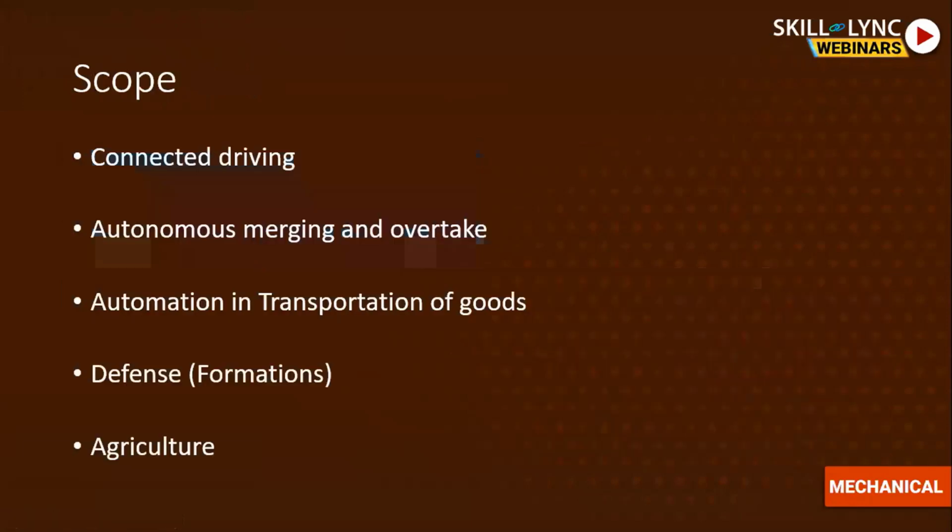Now, I would like to throw some light on the things that this particular topic can go into. So one is connected driving. If the information is being shared with other vehicles, you can always have a better approximation or estimation of where the other vehicles would be. And because of that, you can take actions in such a way that your driving is better or the autonomy in that particular vehicle is better. Autonomous merging and overtakes, which as described in the slides earlier, and automation in the transportation of goods.